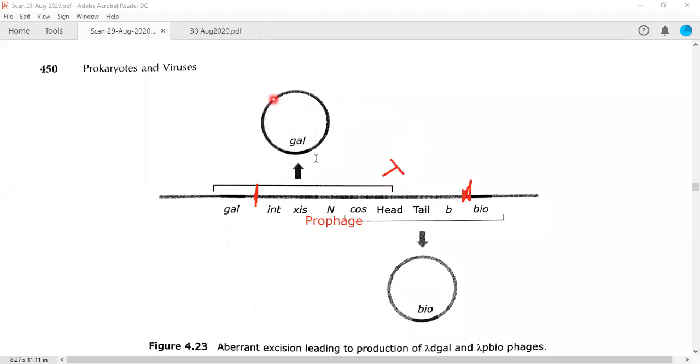Therefore, this particular type is known as, so I am writing it here. This is lambda because it is having the lambda DNA, and this is defective. So lambda defective gal, lambda D gal, right? Whereas because it is having head and tail genes, but it will lose some genes which are not essential for the lytic process, therefore they will lyse the cells and will make plaques. So these are plaque forming. So we will write them lambda P bio because this will make the plaque.